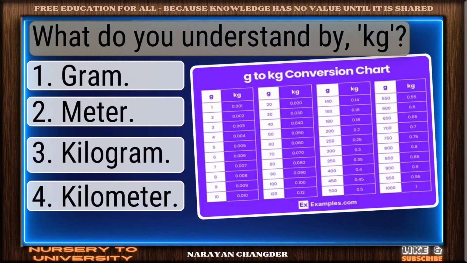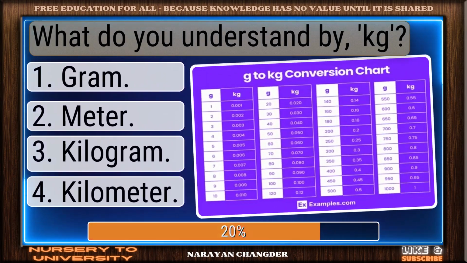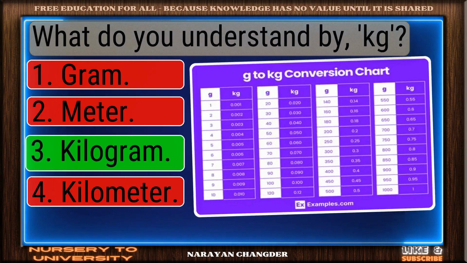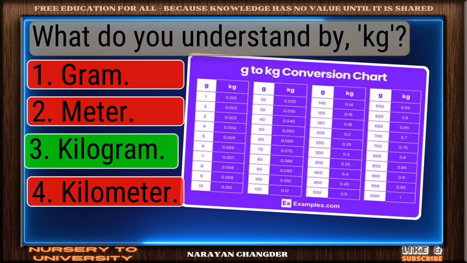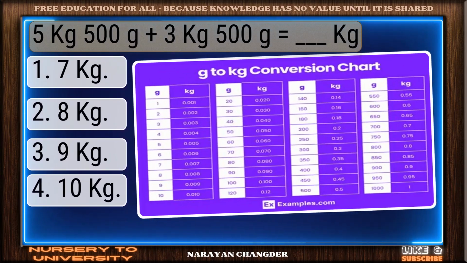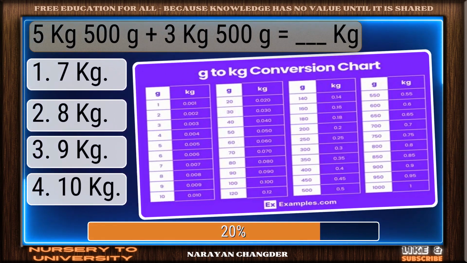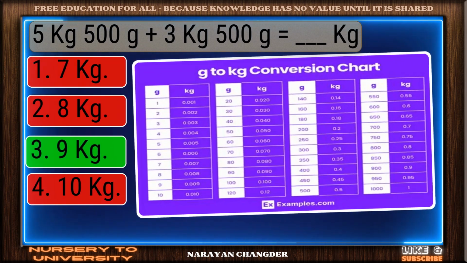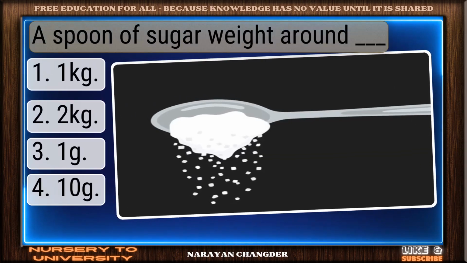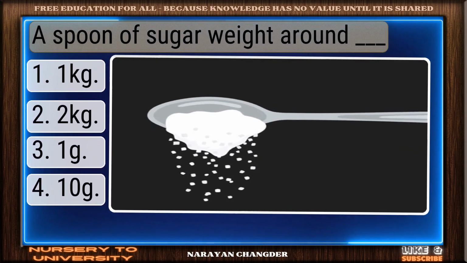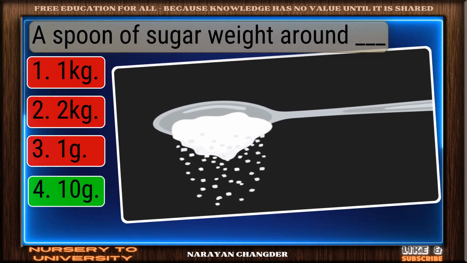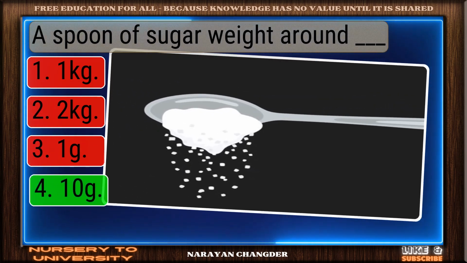What do you understand by kg? You got it. Your choice kilogram is right. 500 plus 3 kg is 500g equal to dash kg. Smart pick. 9 kg is the correct choice. A spoon of sugar weighs around dash. Nicely done. 10g is a solid answer.